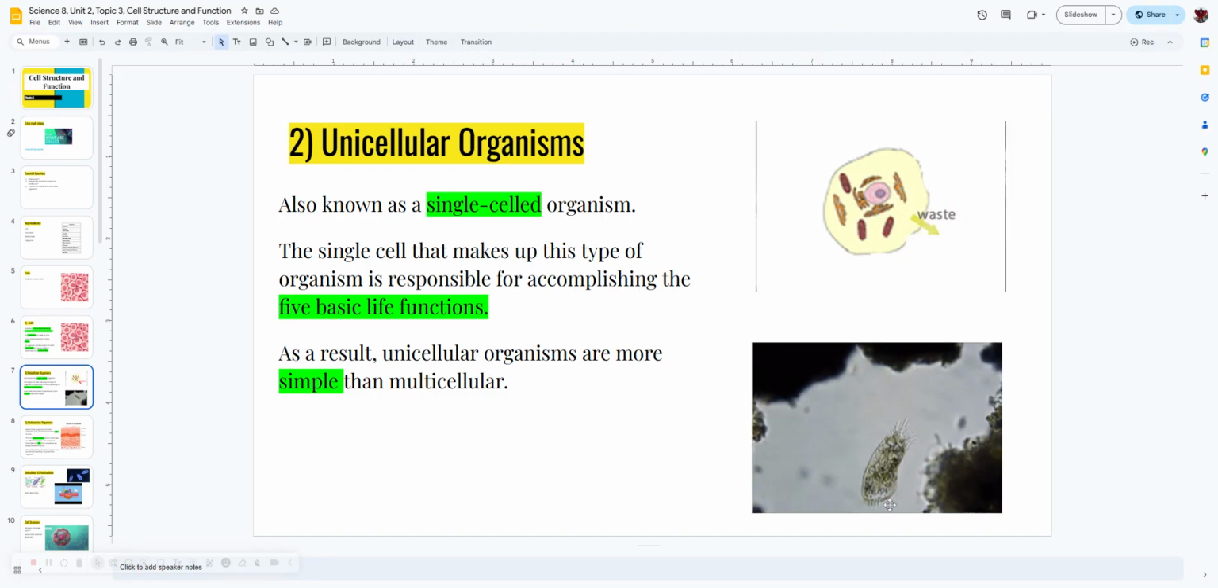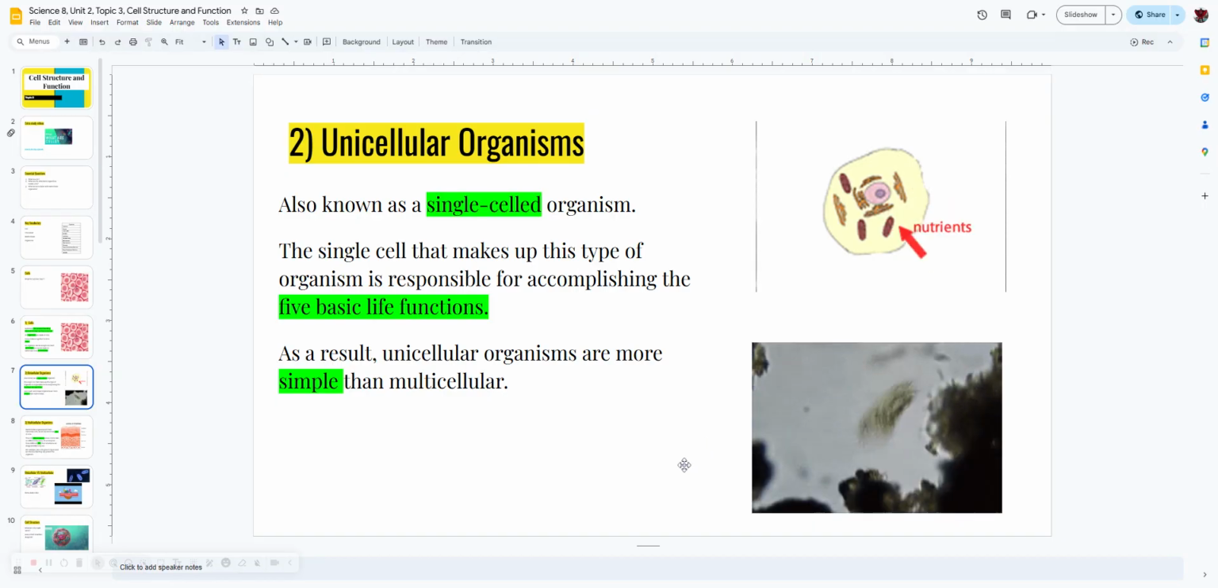Okay, it does produce waste. Things will come out of it. Okay, and it definitely has to reproduce. If it didn't reproduce, its species would go extinct. Okay, and that one little cell is responsible for all of those jobs. That's a lot of jobs for one little cell. So as a result, unicellular organisms are more simple than multicellular. So a unicellular organism will never be as complex as, say, a human being.